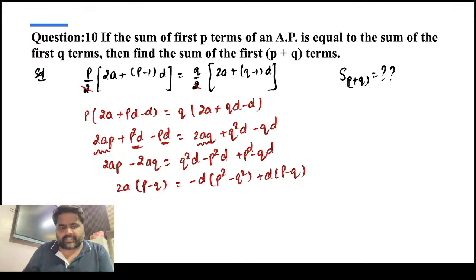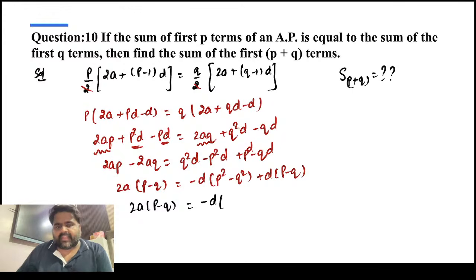Now try to solve this. 2a into p minus q. A square minus b square is a plus b into a minus b, so p square minus q square is p plus q into p minus q.